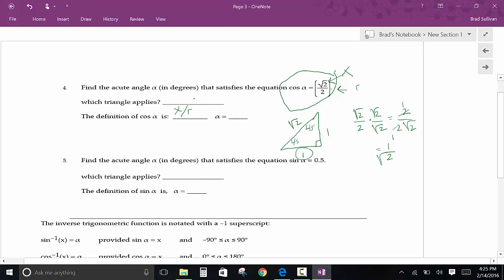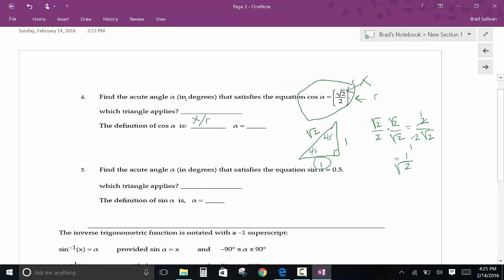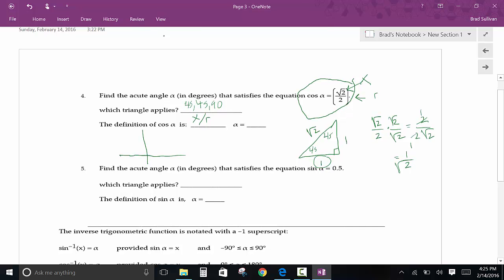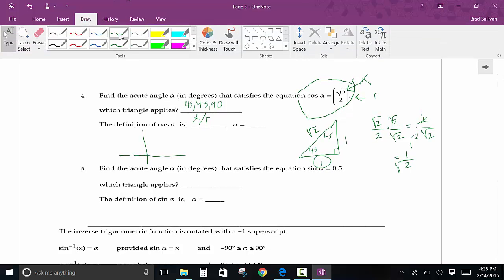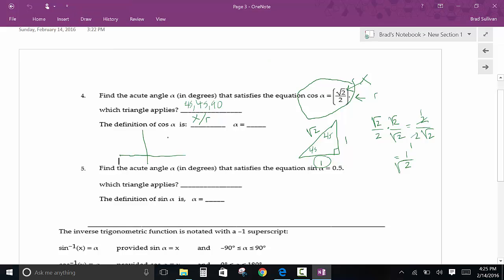So the triangle that applies to this, that you should have figured out, is the 45-45 right triangle. And then if I was to go through and draw a picture on this, it's going to go basically like this. So I'm going to go ahead and get this triangle drawn. I'm in quadrant 1. I go straight down to the x-axis.